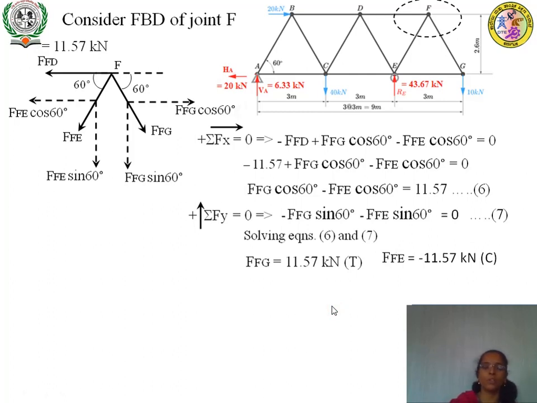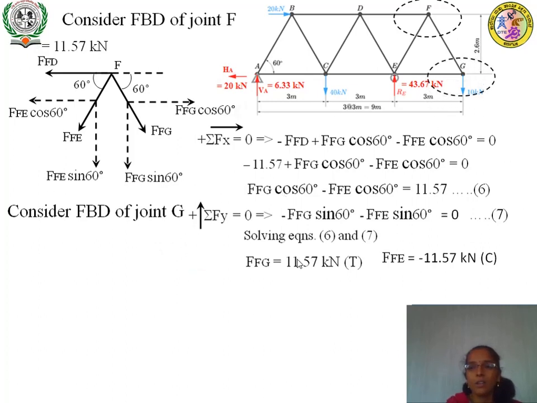Minus means compressive. Now we have found forces in Fe and Fg. Only member Eg or Fge is left. To find force in member Eg or Ge, either you have to select joint E or joint G. To avoid the complication, let us consider joint G. Draw the free body with an imaginary cut so that we can draw the free body diagram. This is the free body diagram at G: GE, FGF, and one downward force of 10 kilonewton.